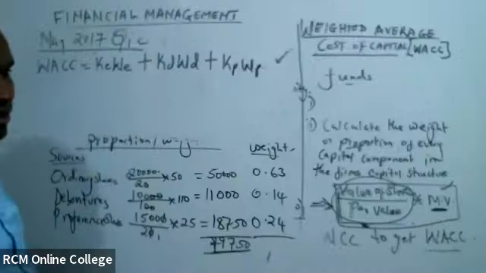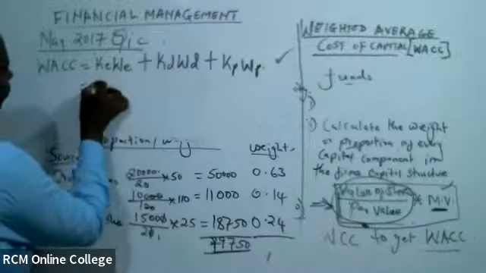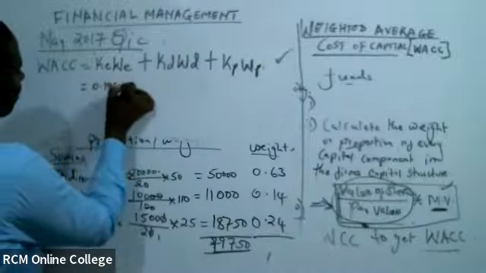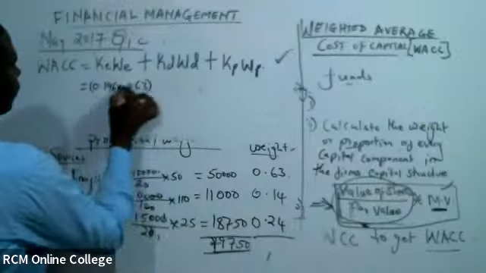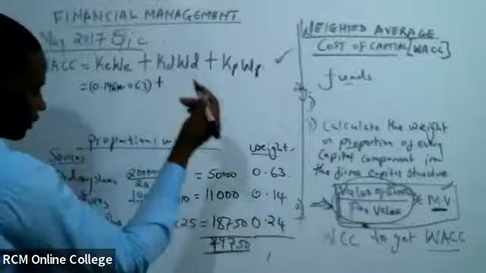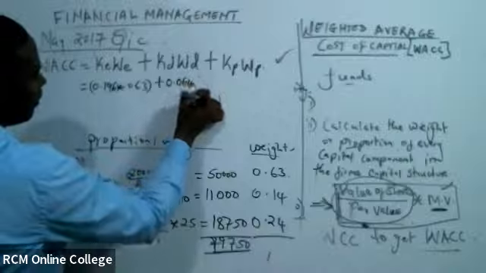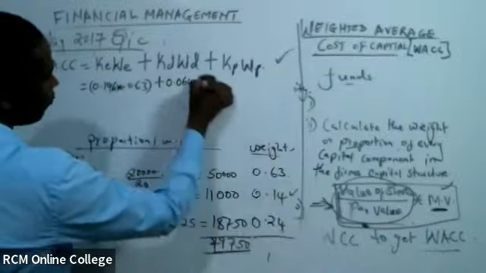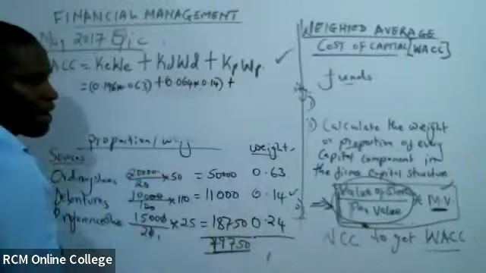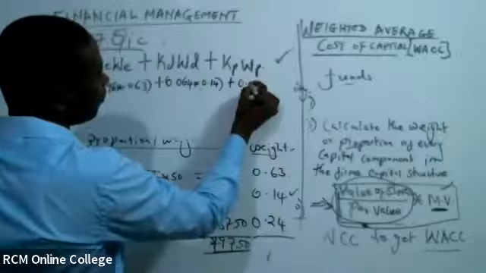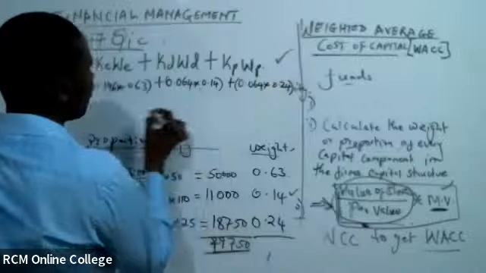So class, what was the KE? KE yetu ilikuwa ngapi? Was 0.196 times 0.63. Tuende kwa next. KD yetu ilikuwa ngapi? KD, if I can remember, it was 0.064 times 0.14. Nafunga hapo plus KP 0.064 times 0.24. Hiyo unapata ngapi?